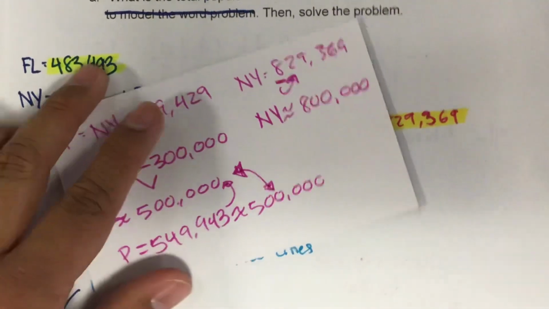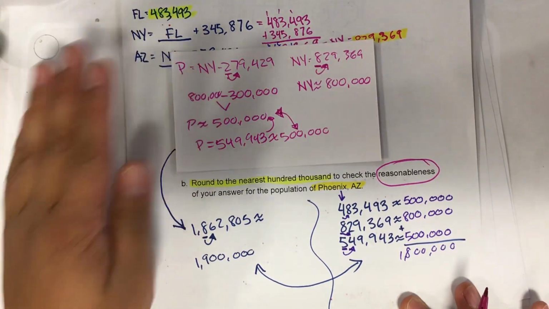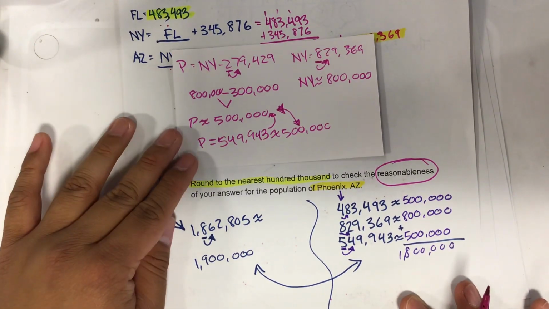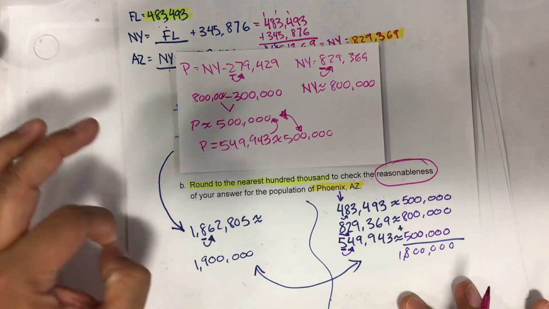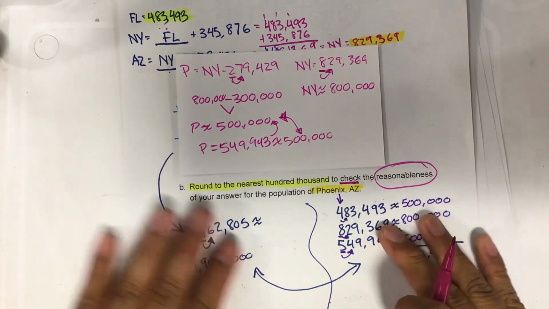So we are just looking for students to show their work. That's all. They don't need to say it is reasonable. They don't need to say that it is not reasonable unless it says, is it reasonable, and explain. This one is just to check. So they have to show the work.